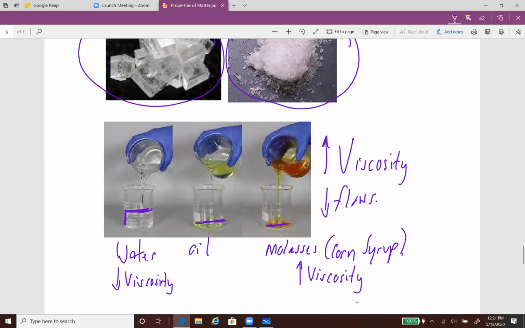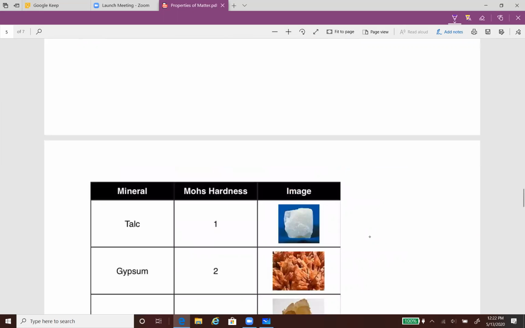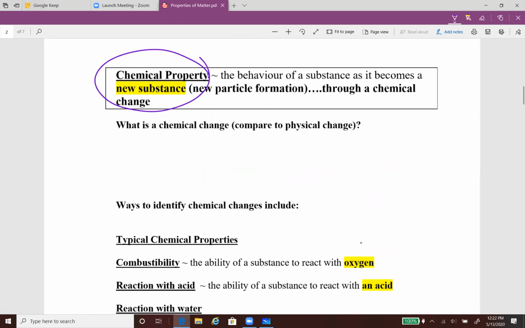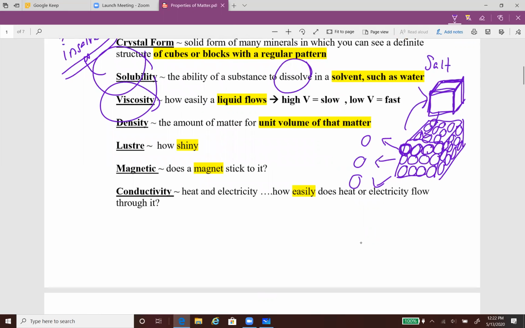Again, what that means is that the water will flow really quickly because it has low viscosity, whereas the molasses will flow very slowly. Okay, so that's just, again, another way of describing matter. Okay, so the next term is density.